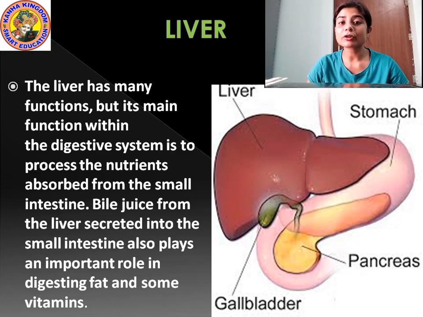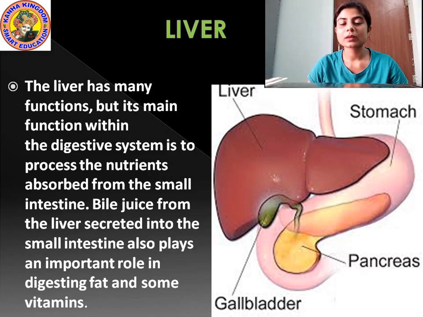This liver processes those nutrients. That means it carries the nutrients to all parts of the body. It supplies the nutrients to all parts of the body. That is why you should always eat proper food that keeps your liver healthy, because the liver plays a very important role in the process of digestion.